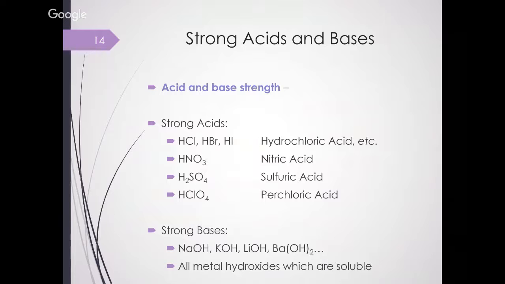Your strong bases have hydroxide in them. Sodium hydroxide, potassium hydroxide, lithium hydroxide, barium hydroxide. So all of your group 1 metal hydroxides, because they are soluble. And then you have a couple of your group 2 metal hydroxides because they are soluble. So if you're a soluble metal hydroxide, you are a strong base. Once again, there's only a very few.